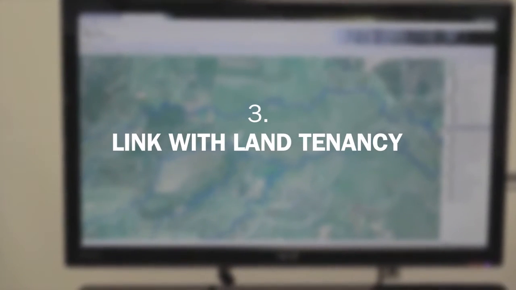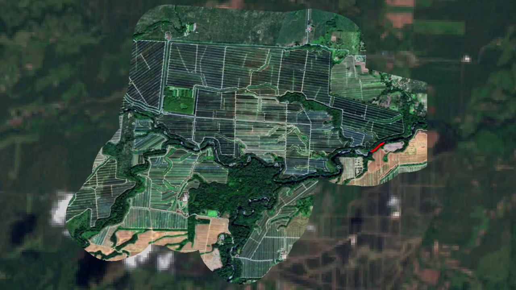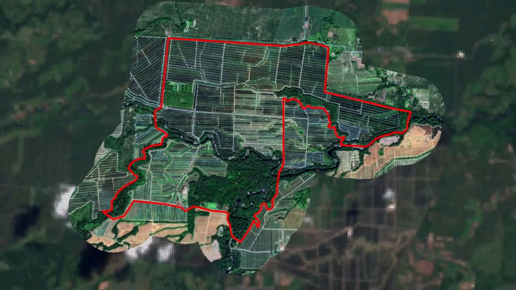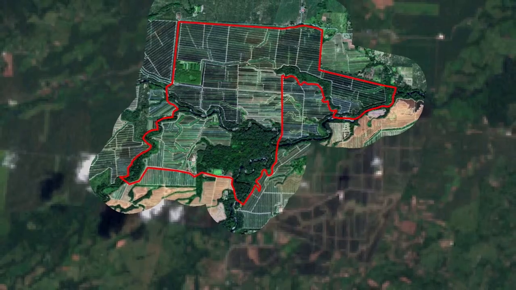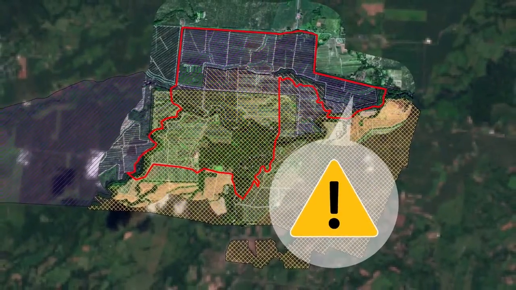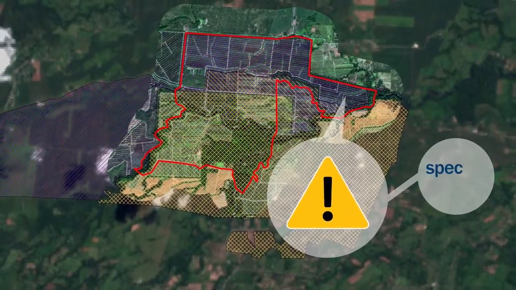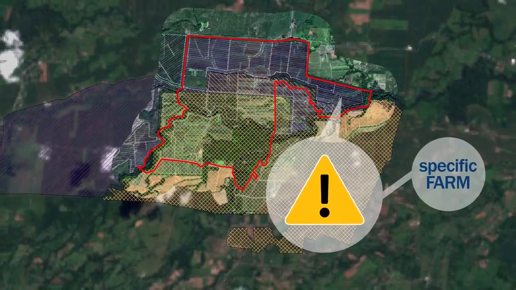The third principle is the link with land tenancy. The system only processes images of productive landscapes for which there is a layer of information recording land tenancy. This facilitates the establishment of payment for ecosystem services schemes within productive landscapes by relating the layers of land use change with the layers of tenancy of specific farms.